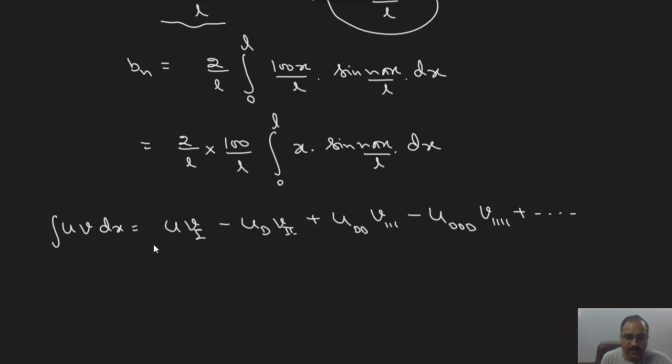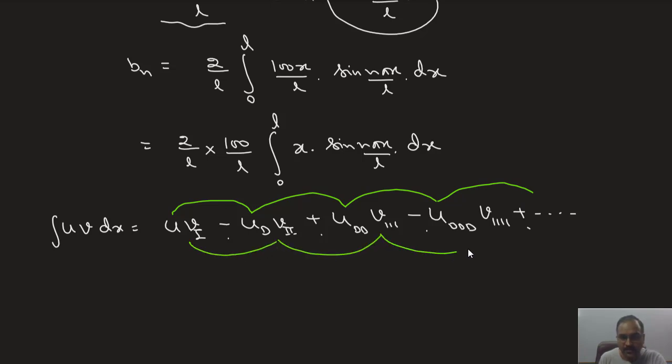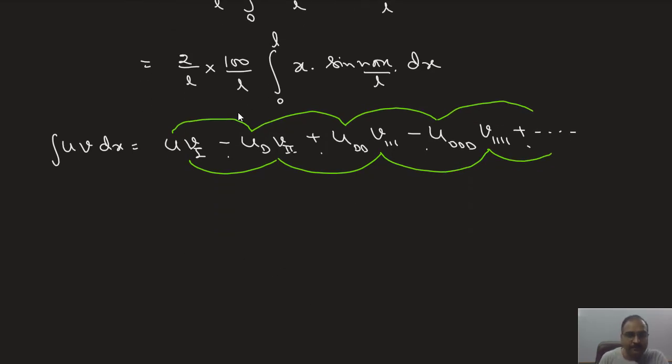Basically it is an alternating series: positive, negative, positive, negative, positive, negative. Initially we don't need to take the derivative of u, we start with the integration of v, then in every step we take the next derivative. For u, we take the first derivative, second derivative, third derivative, fourth derivative and so on. And similarly for v, we take the first integration, second integration, third integration, fourth integration and so on. Let us apply this concept.